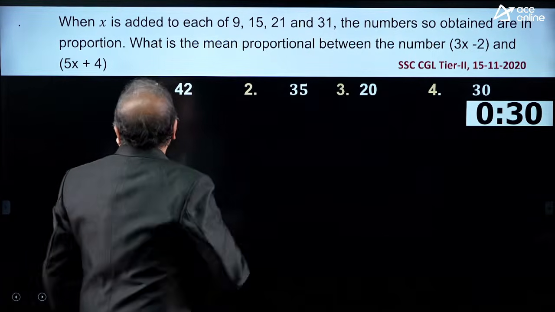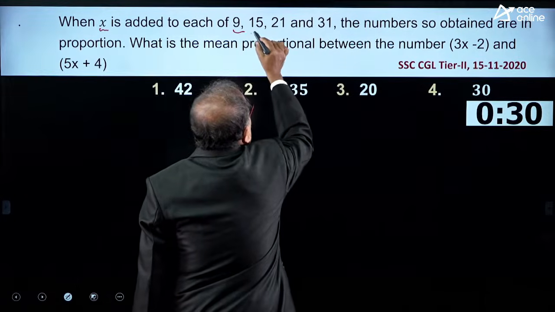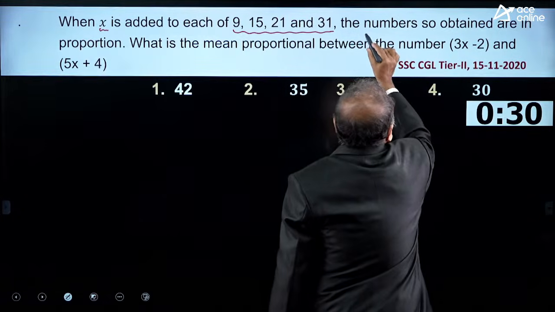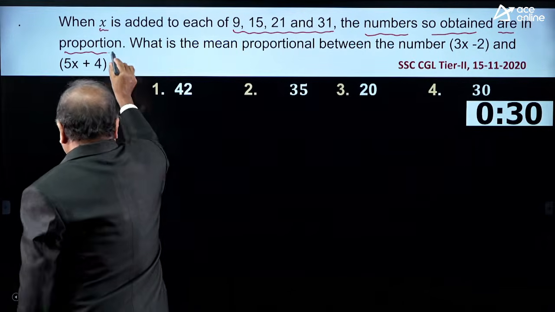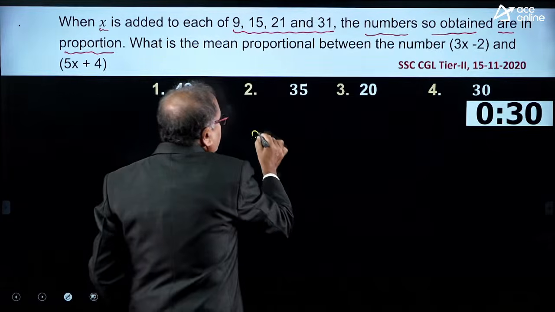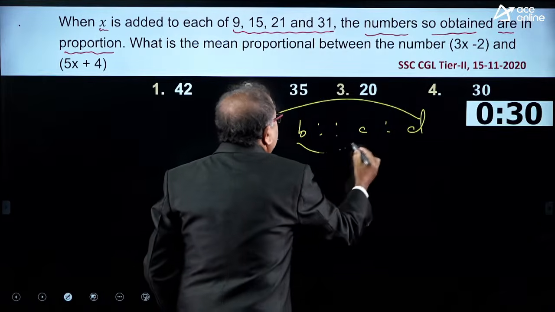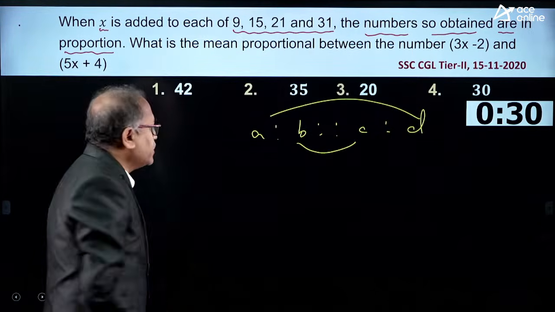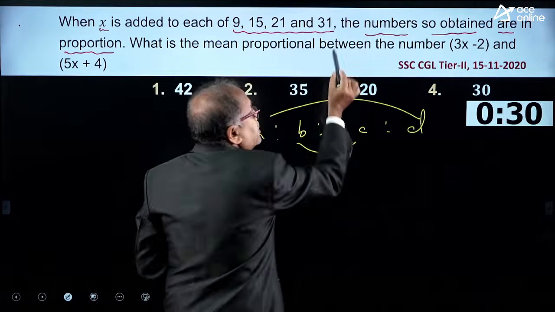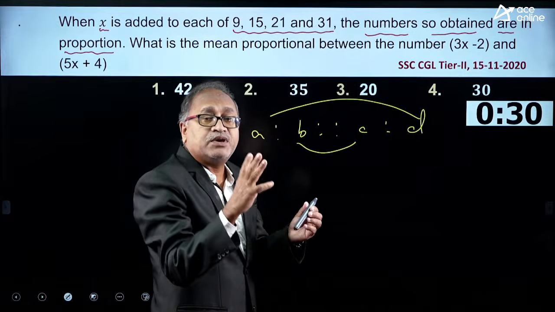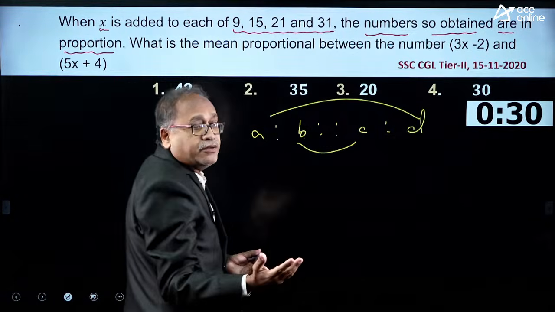Let me read out the question. Now here the question says that when x is added to each of these numbers, then the numbers so obtained are in proportion. So what is in proportion? We know that A is to B is proportionate to C is to D, where the product of AD is equal to the product of BC. We are aware of that part. So x is added to these numbers, and then after the addition the numbers are in proportion, or you can say A by B is equal to C by D.